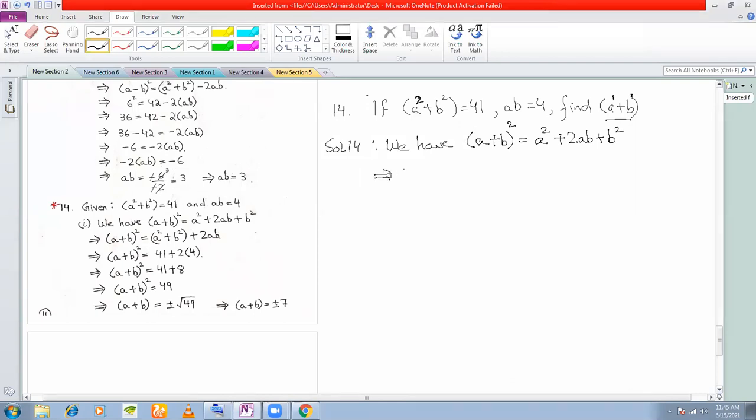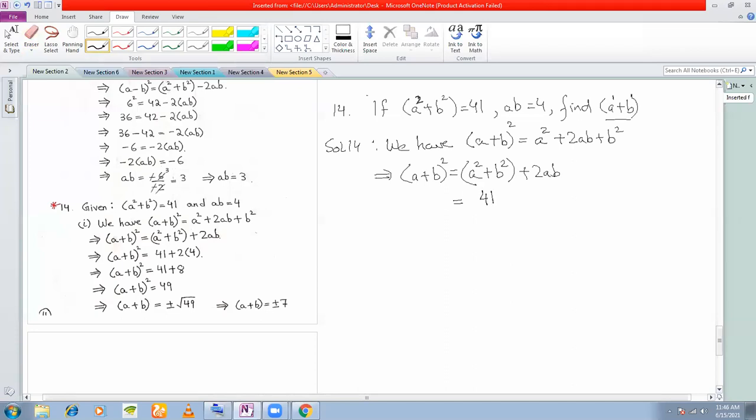That means if you take the a square and the b square together, a plus b whole square will be a square plus b square, you take these together, plus 2ab. Right? Now put the values. A plus b you have to find. A square plus b square value is given to you.